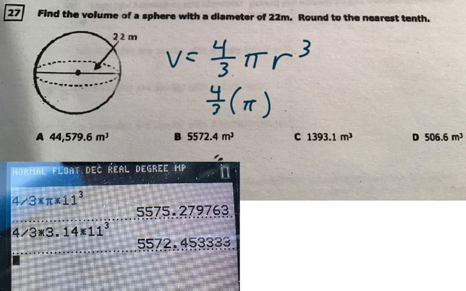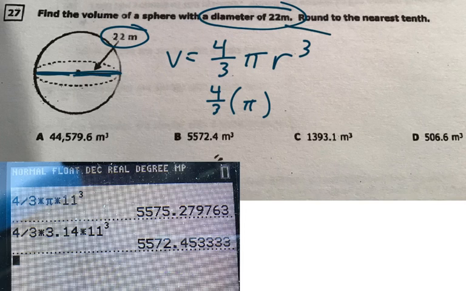Now, the key thing is this 22, guys, notice, is a diameter there. And if you read the problem carefully, they tell you it's a diameter. So what we're going to do, of course, is cut it in half. The radius is 11 meters long, right? So therefore, we're going to put in 11 cubed. 4/3 pi times 11 cubed.